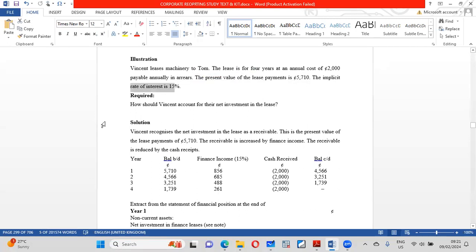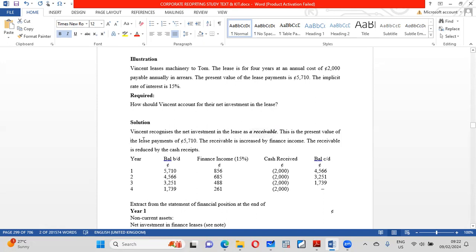So since they've done the present value of the lease payment, what do we do? It means our initial measurement, since the present value has been done already, this figure is the receivable amount. So you record it in the receivable. Vincent will recognize the net investment in the lease as a receivable.